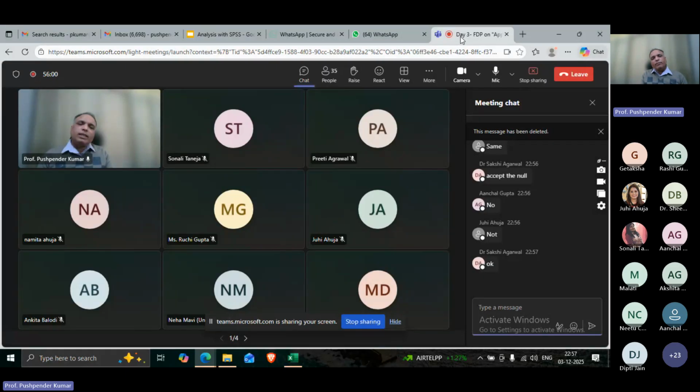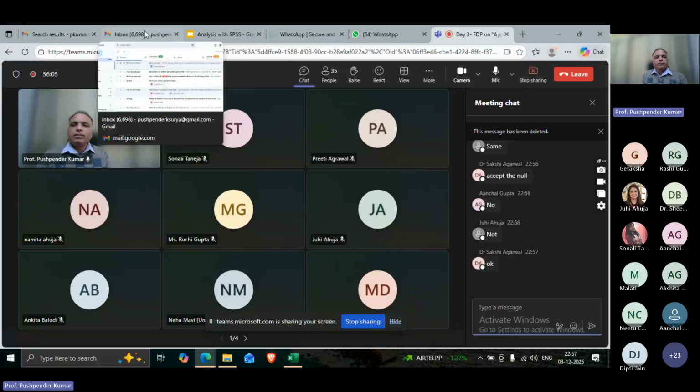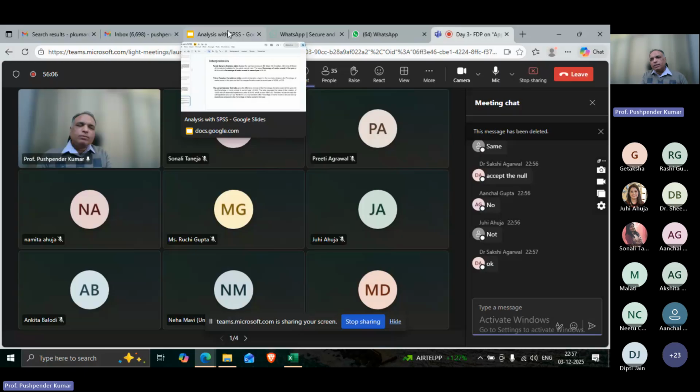So in our case, it would be fail to reject. That means there is no significant difference among the students as far as their marks in the first and second year are concerned. Very good. Thank you very much.